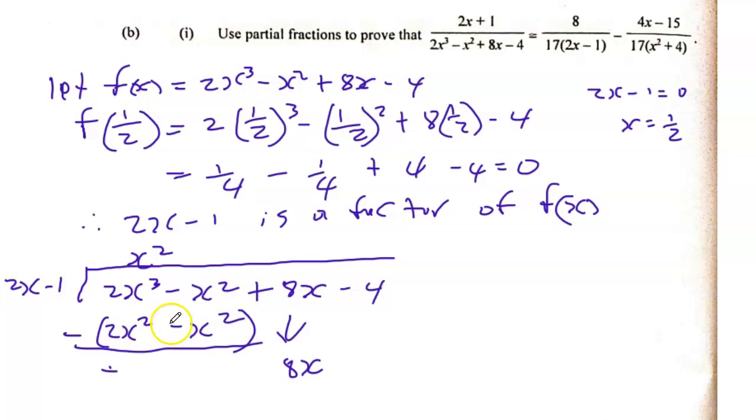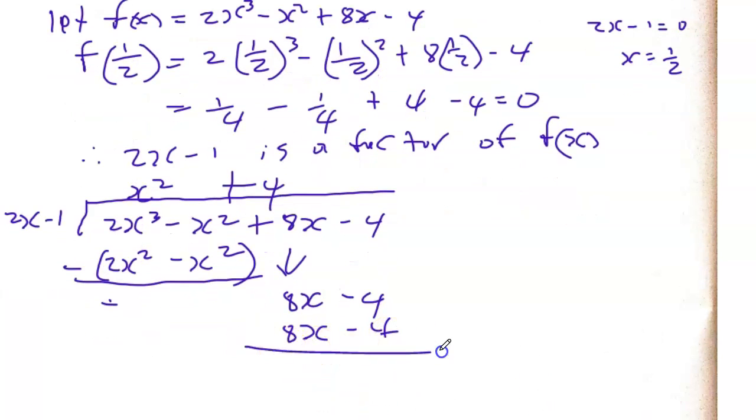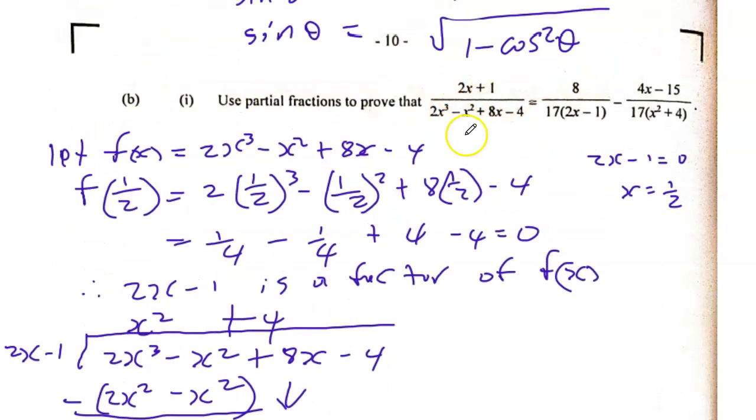So 2x into 8x, that's 4. Bring down negative 4 also. So 4 times 2x minus 1, that's 8x minus 4. And of course, if we subtract, we end up with 0. So we are confident now that 2x minus 1 and x squared plus 4 are the factors of the denominator on the left hand side.